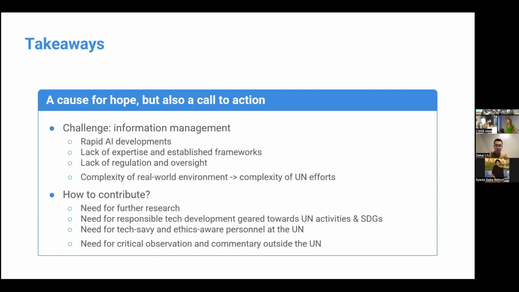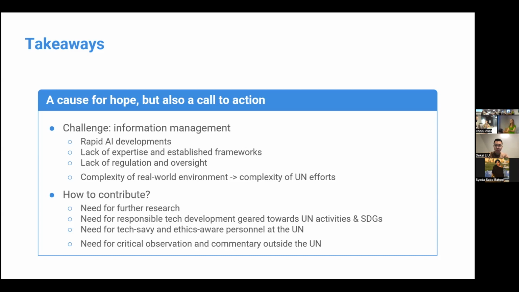I think there's room for people who are interested in working at the UN. So the need is for people who are both aware of the ethics related considerations that need to be taken into account if you need to use AI responsibly, but who also are willing to learn about the technological side of things to really understand what these models are and what the ethical considerations imply in practice.